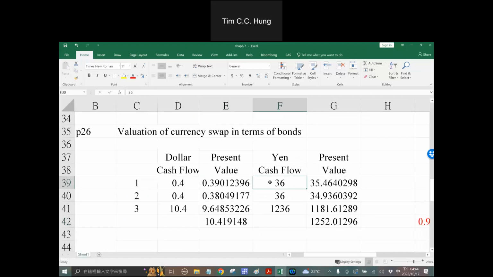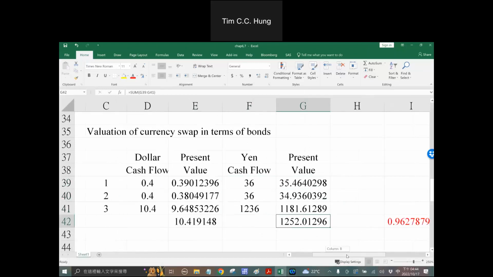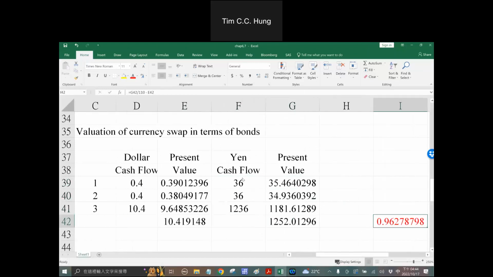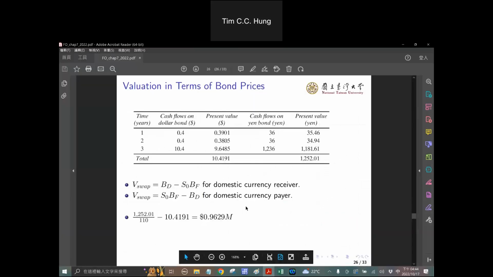We can also do exactly the same for Japanese yen, 36 million inflow. Calculate each of their present values, calculate the net present value, and then come up with a difference by exchanging this Japanese yen back to US dollars and subtracting the net present value of the outflows in terms of US dollars. That's how we can calculate the value of such a swap. Everything okay so far? Any questions?